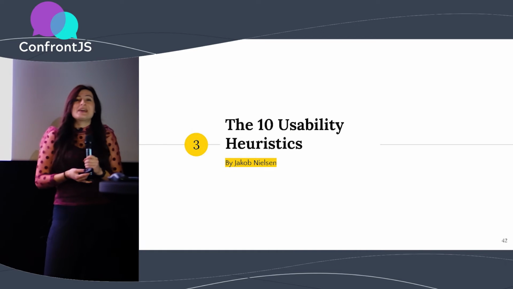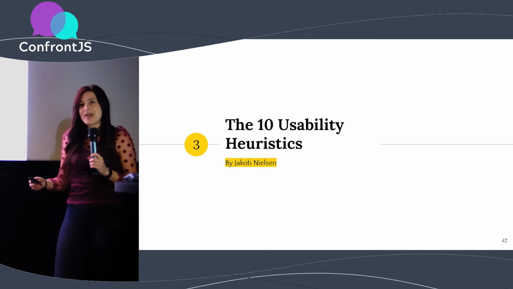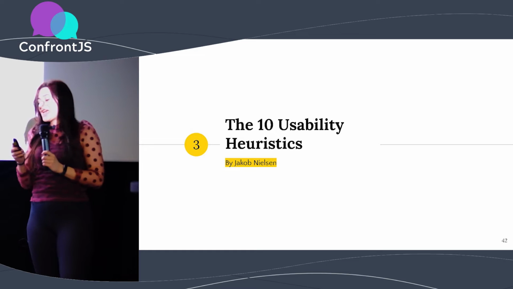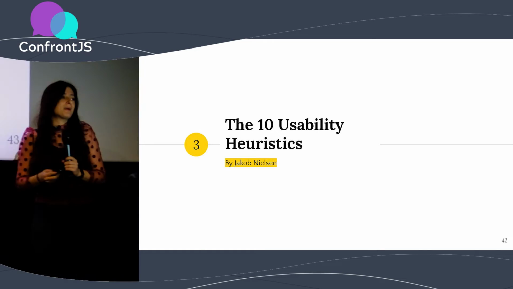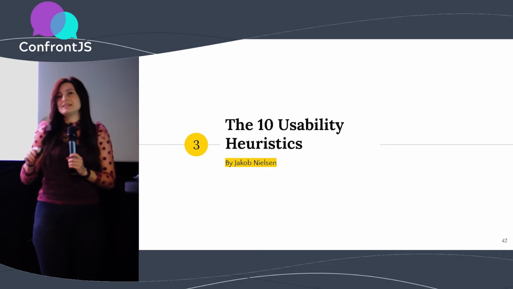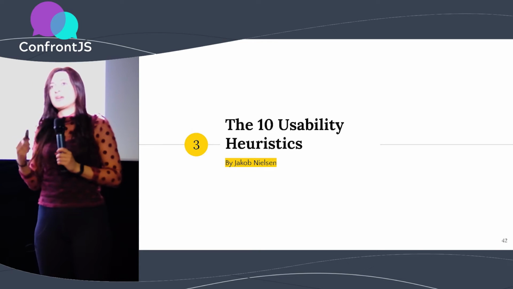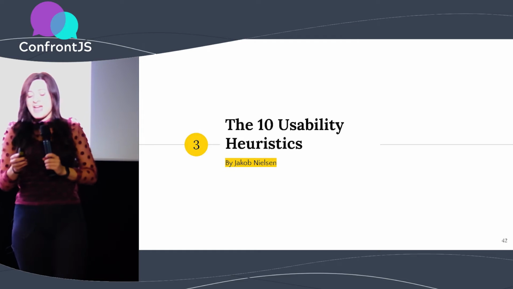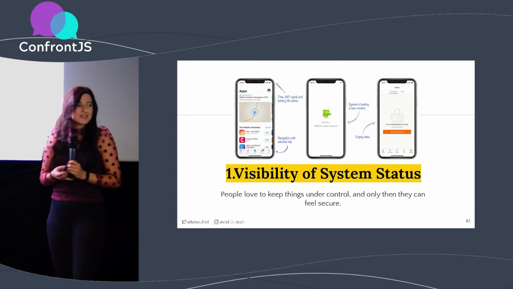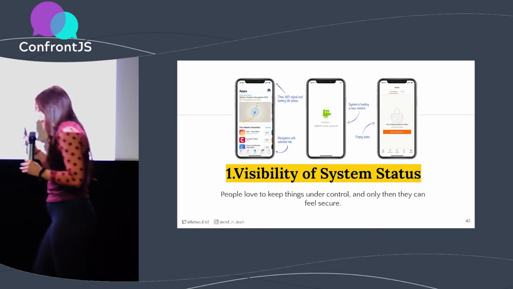And now it's time to see some examples and actually find a way to solve our problems and make our products even better. We will talk about the 10 usability heuristics by Don Norman and Jakob Nielsen. They were published in 1995 by these two great gentlemen. And now let's start with the first one, which is visibility of system status.